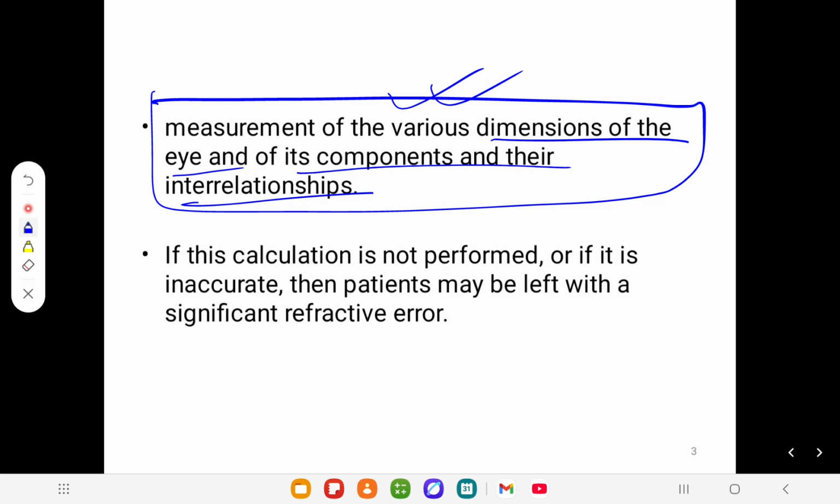If this calculation is not done, or if it is inaccurate, then the patient may be left with a significant refractive error after cataract surgery, isn't it? And that's a very bad thing. If the patient gets a hyperopic error, that's very bad, isn't it? Within 0.5 diopter, it's okay, but greater than one diopter, that's quite a different thing.